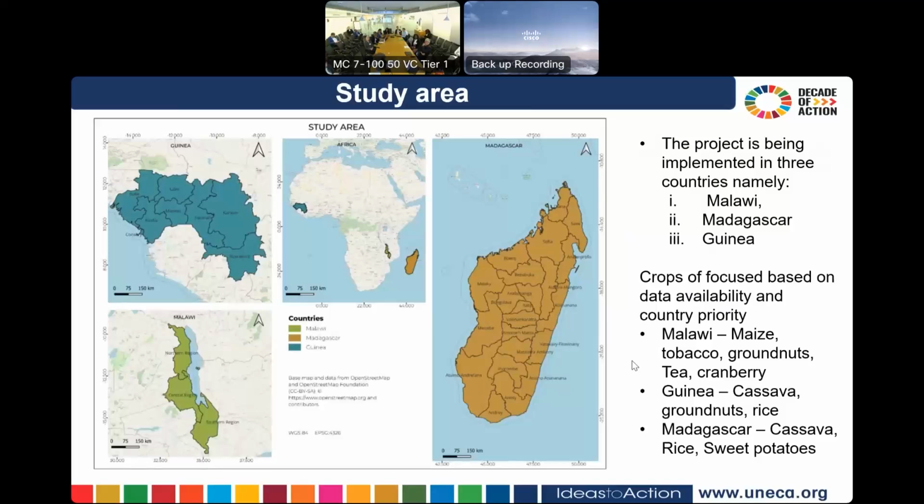We have three countries: Malawi, Madagascar, and Guinea. Especially for Guinea, it was based on demand, because at a very high level they wanted support to have investments in rice. And we thought, where are you going to promote those investments? How are you going to promote them? What do your laws look like? That's maybe where we should be starting. So they were a good candidate for this. These are priority crops in those countries, so we'll be looking at these priority value chains. In Malawi: maize, tobacco, groundnuts, tea, and cranberry for commercialization. In Guinea: cassava, groundnuts, and rice. And in Madagascar: cassava, rice, and sweet potatoes.